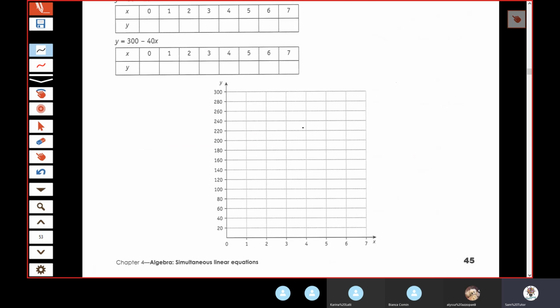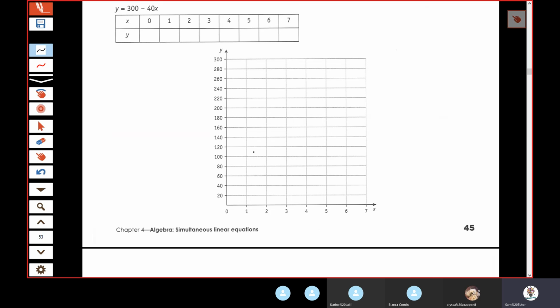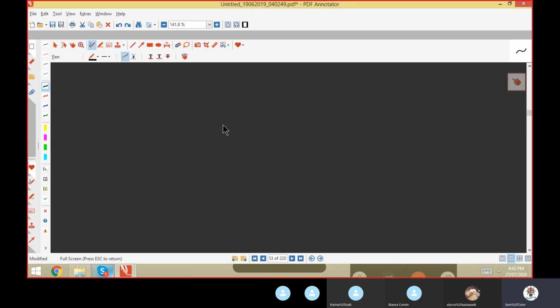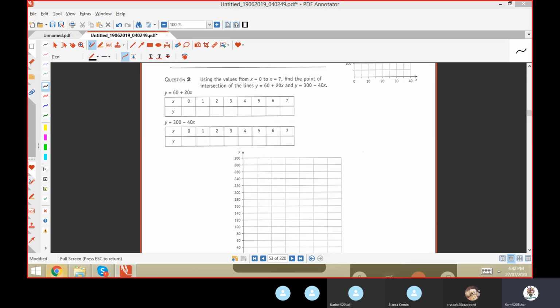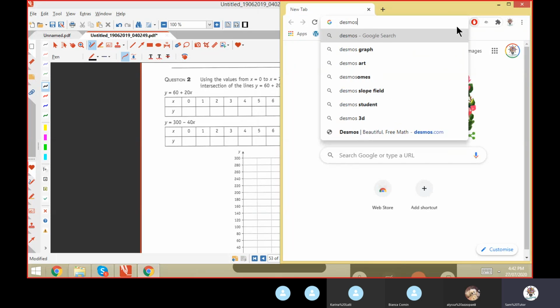Let's see if we can find it. Maybe we'll do this one, using the values from x equals 0. Find the point of intersection. But yeah, same thing, I can do it graphically. Look, we can cheat a little bit. We'll open up our good friend Desmos and just put these graphs in just so you guys can see exactly what is happening.